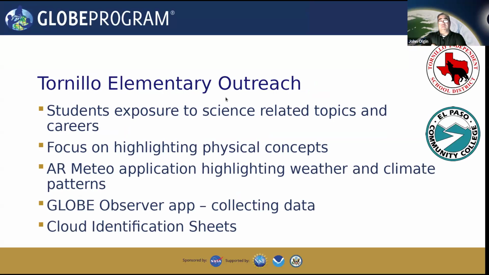One of the outreaches that we do is with Tornillo Elementary School. To give you an idea, it's about 30 to 45 minutes away from downtown El Paso, out in the rural community, also near one of the ports of entry into Mexico. A lot of the students are very keen on learning more about their environment, because that area is specifically an agricultural region where a lot of pecans and cotton are grown.